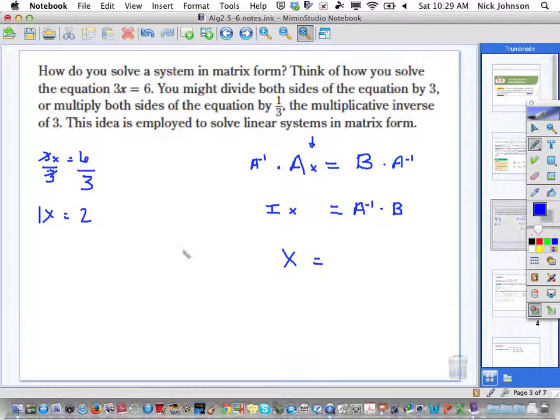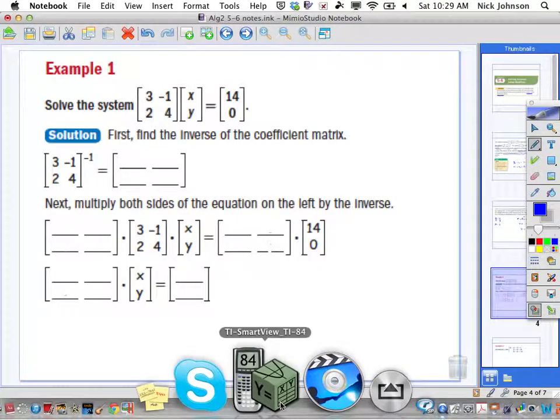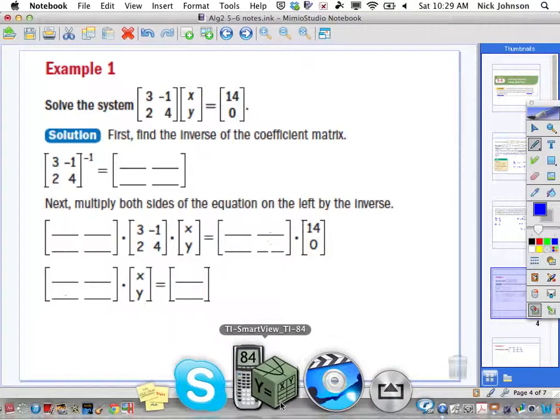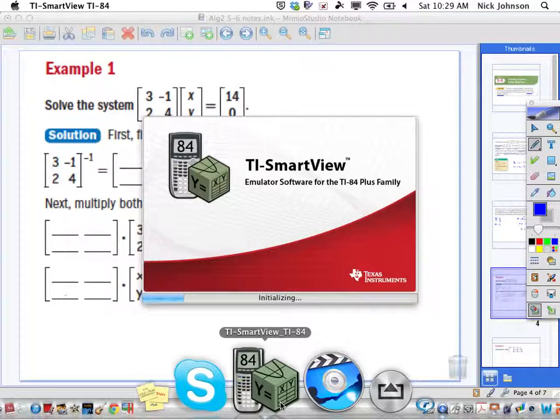Okay? So you always have to do the inverse of the coefficient matrix first, and the solution matrix second. Well, the identity matrix times any matrix is just that matrix. So to find a solution to every one of those problems, all you have to do is take the inverse matrix of the coefficient matrix times the solution matrix. So let's dabble in and show you what I'm talking about. We will need our calculators for this. Example 1 says, solve the system [3, -1; 2, 4] times the matrix [x; y] equals [14; 0].